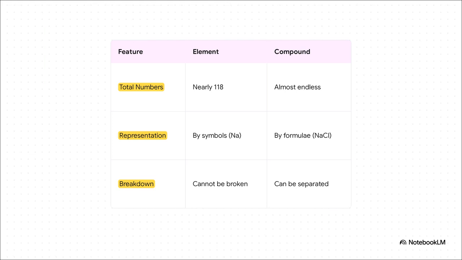And this table really shows you just how different they are. We've only got about 118 known elements, the ingredients on the periodic table. But when you start combining them, you can create a number of compounds that's basically endless. But look at that bottom row, because this is the key. You can't break an element down any further with a chemical reaction, but you can break a compound back down into the elements that made it.